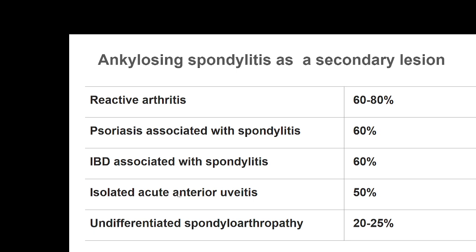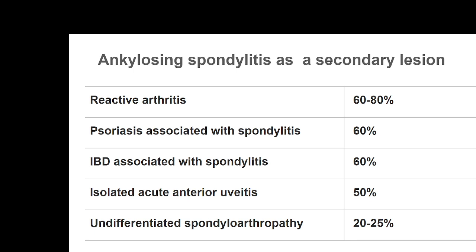Ankylosing spondylitis may also occur as a secondary lesion. So primarily the disease could be something else, but later it may result in ankylosing spondylitis. This also is quite true. In reactive arthritis, around 60 to 80% of patients, of different degrees, may progress into ankylosing spondylitis if they are not treated properly. So in such conditions, that history is quite important.